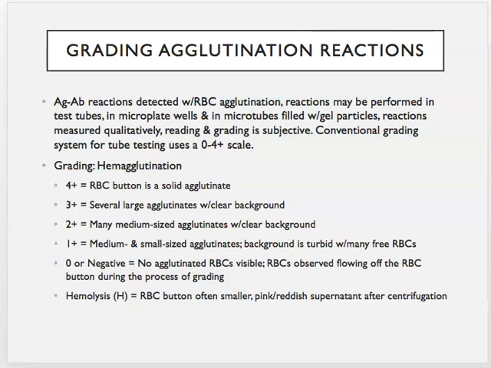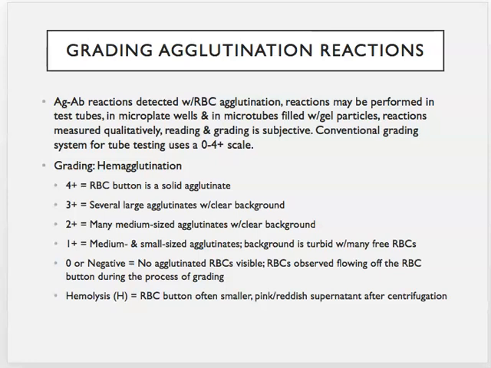There's a conventional grading system for tube testing that uses a 0 to 4+ scale. A lot of times, microplate wells or microtubes with gel particles are different types of testing that can be performed in automated instruments. A lot of times the instrument's going to grade that agglutination reaction for you, but if you're doing tube testing, you're going to be grading it yourself.